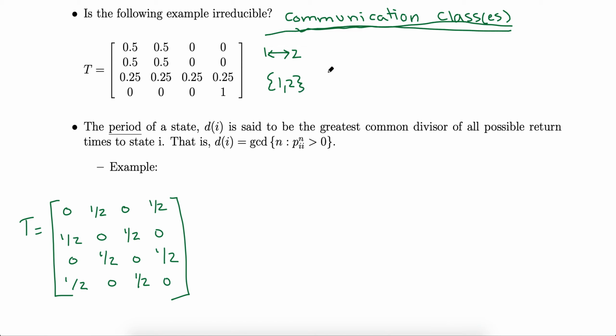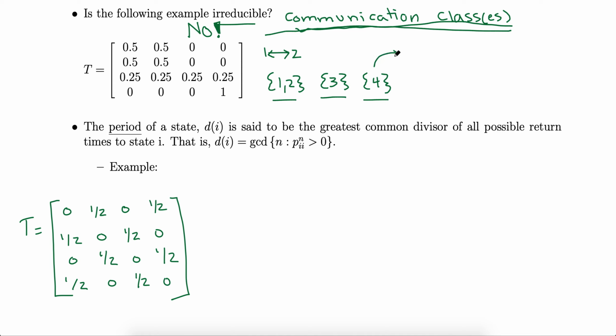State 3 is its own communication class. And state 4 is also in its own communication class. So, is this irreducible? That's a big no. I've partitioned the space by communication, my 3 communication classes here. And they're not all the same. It's not one communication class. It's 3 disjoint communication classes. So not irreducible in this example.